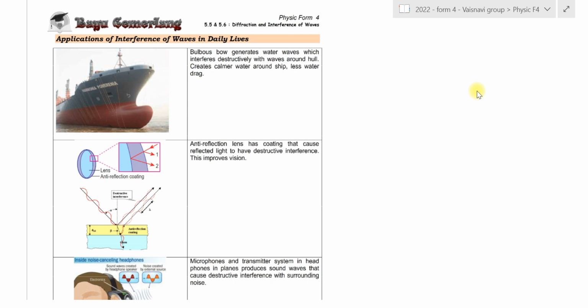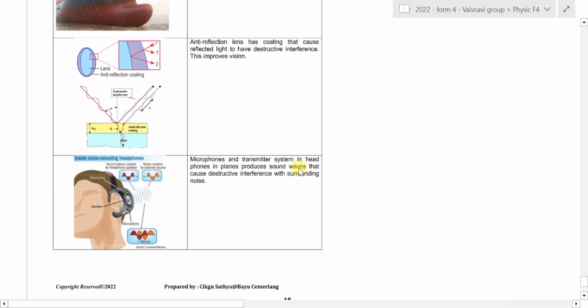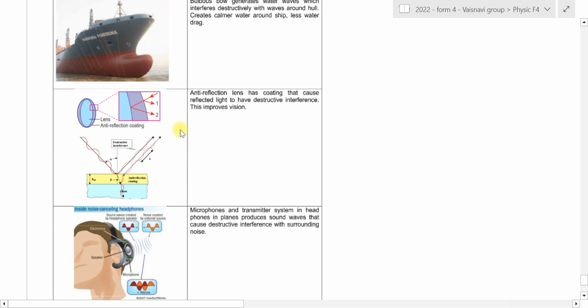Okay, kalau sound wave kita ada ni noise cancellation. Okay, kejap. Yang ni.